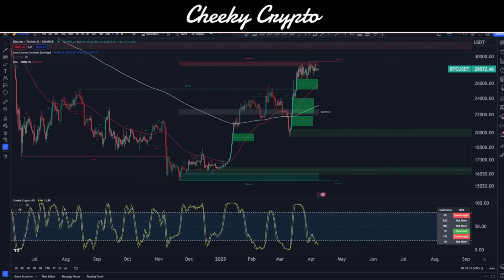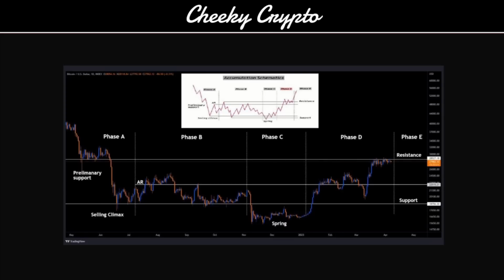Right, let's jump right down into this thing. So this is what was sent to me. I don't know who it's from, where it came from, and all that kind of usual stuff. It was just shared in a Discord server. Basically, it's a Wyckoff accumulation pattern.